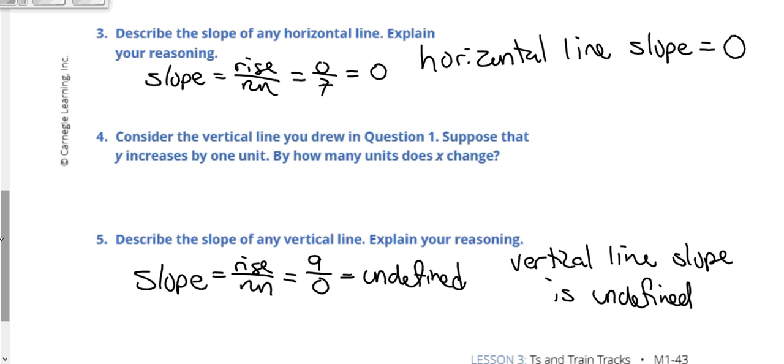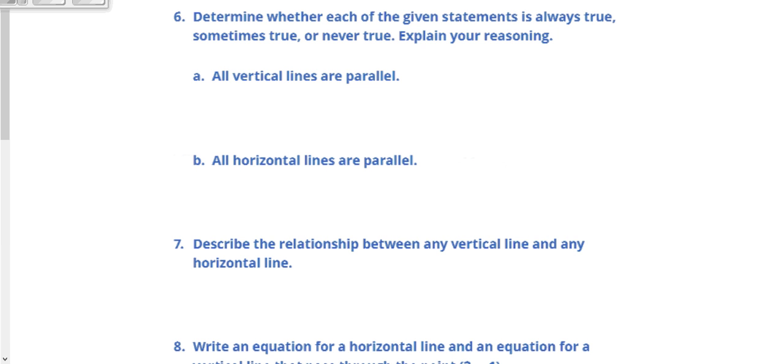Okay. All right. So we need to talk a little bit about equations of vertical and horizontal lines. So we're going to go on to page, I think we're on 44. Yep, page 44. So determine whether each of the given statements is always true, sometimes true, or never true. Now, this is one of these favorite things that they do in the state. They love asking these type of questions. The always, sometimes, or never. So anytime that you're asked to do this, you always have to think, is there a possibility of an option outside of what they're asking?